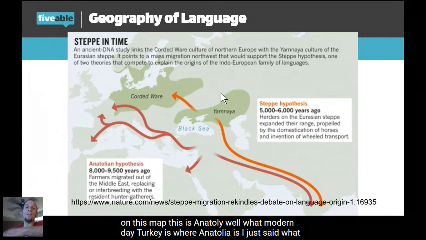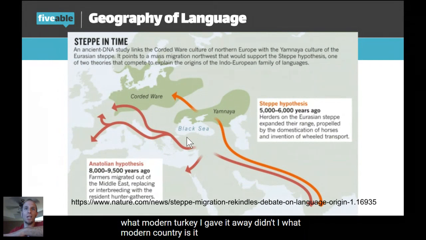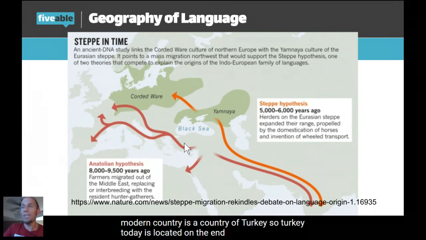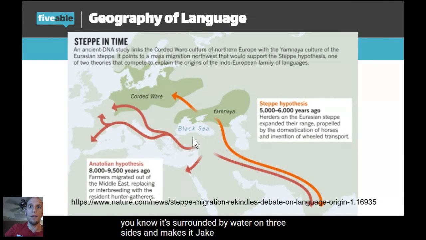I just said modern Turkey. I gave it away, didn't I? What modern country? It is the country of Turkey. So Turkey today is located on the Anatolian Peninsula. You can see that this right here is a peninsula. It's surrounded by water on three sides, which makes it a geographic peninsula.